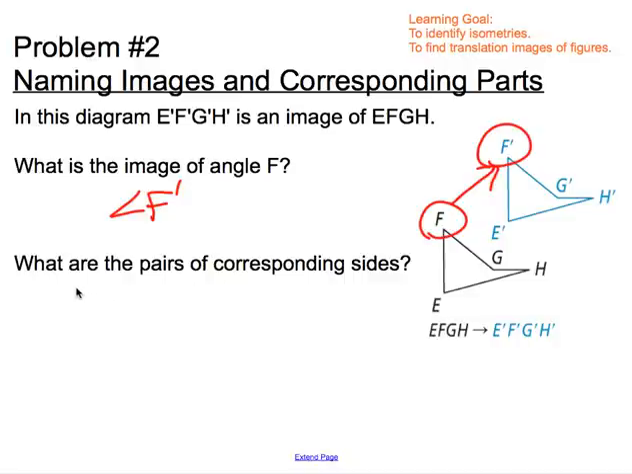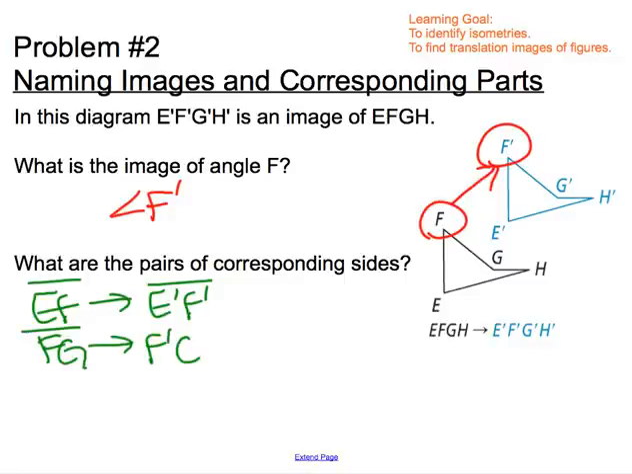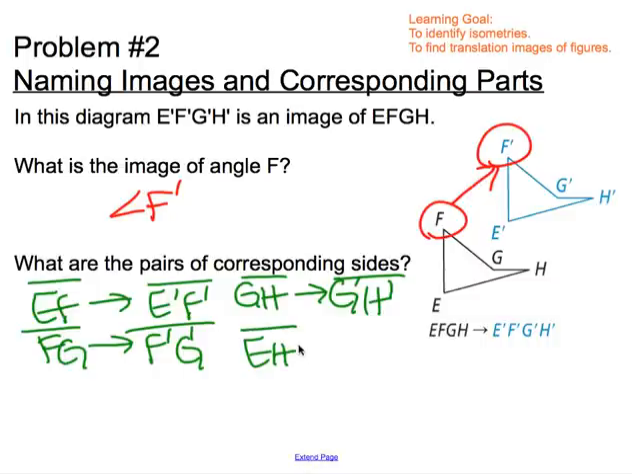And so the pairs of corresponding sides, it's going to be positional. So EF is going to be mapped onto E prime F prime. And each pair works the same way. So FG is going to be mapped onto F prime G prime. We're going to have GH, which is mapped onto G prime H prime. And then finally we're going to have EH, which is going to be mapped onto E prime H prime.